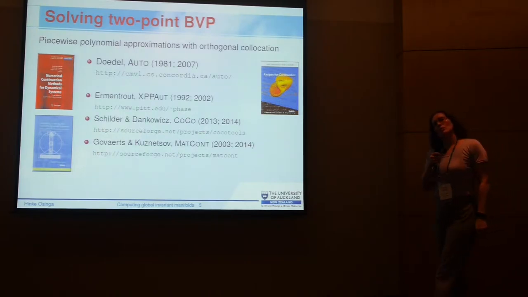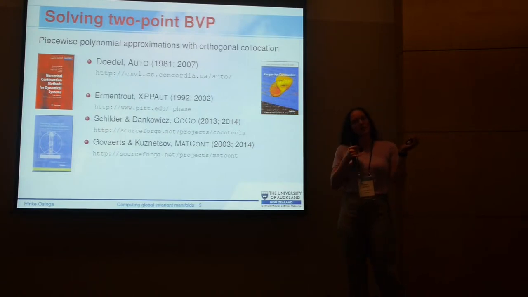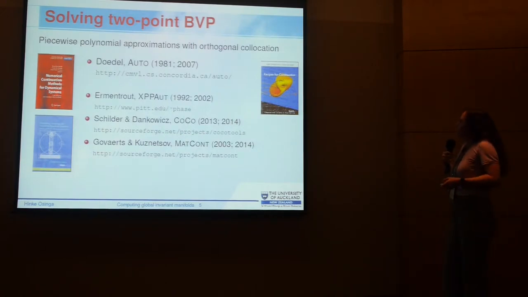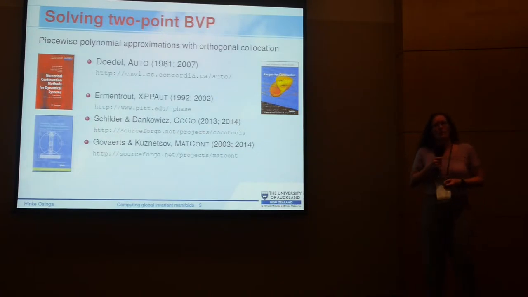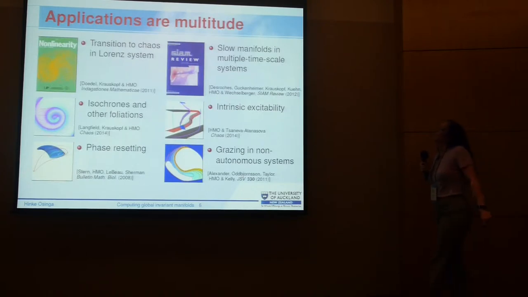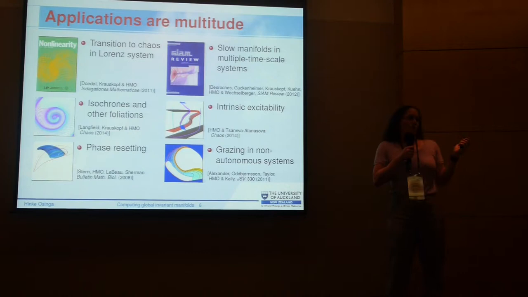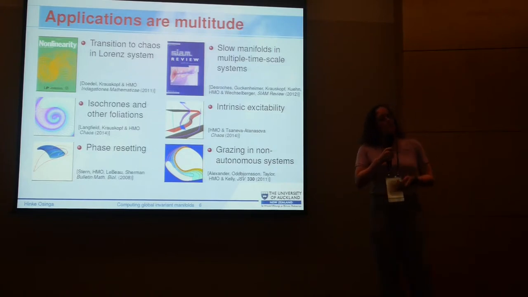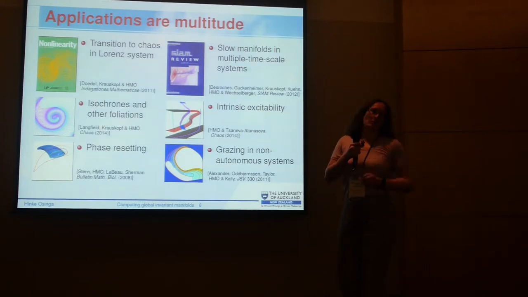Okay, so we have our idea of a boundary value problem formulation. We have a package that we can choose. And so I'm going to choose AUTO, just so you know. And now the question is, what can you now do with these things? So you can calculate these manifolds, but why would you want to do that? The applications are really incredibly diverse. And the more I find out about just another application, I realize, oh, it would be very useful to calculate manifolds here.